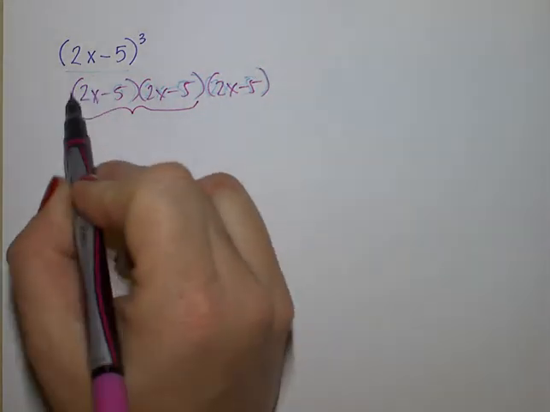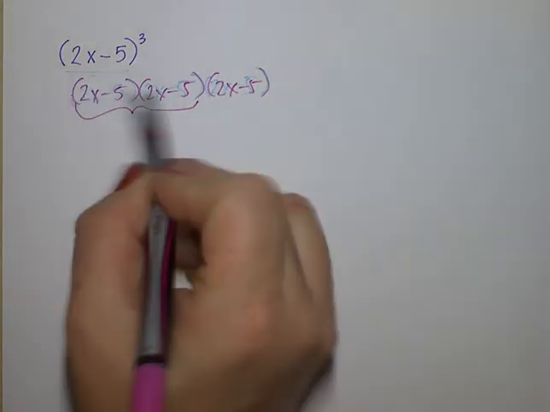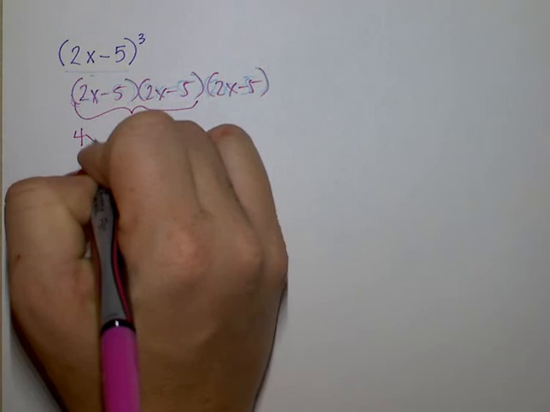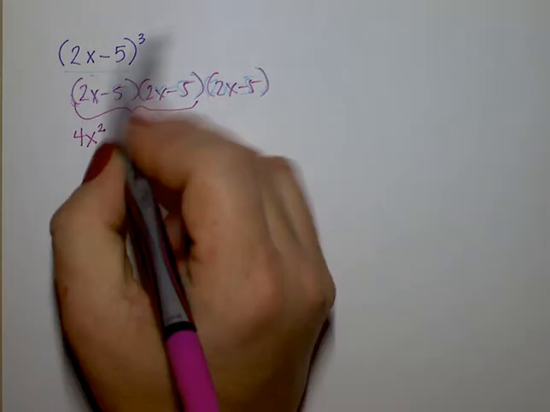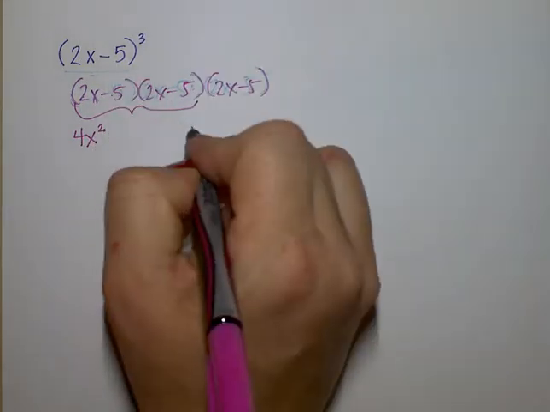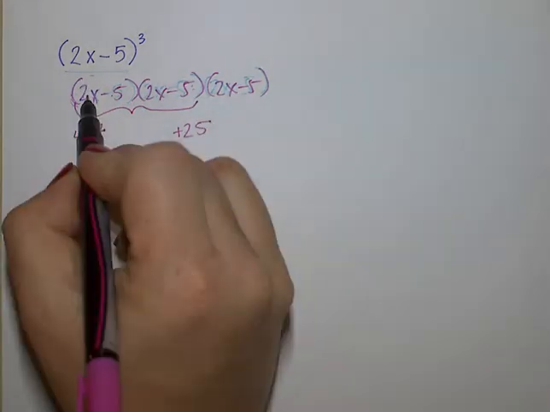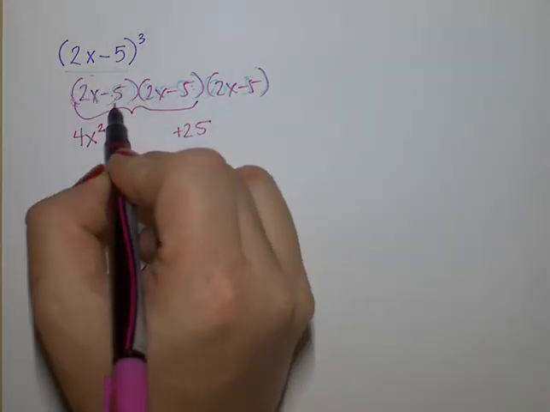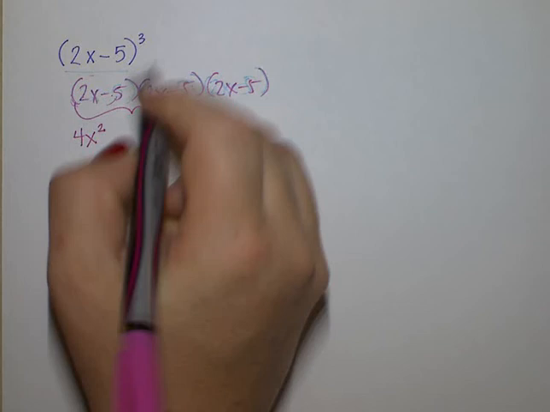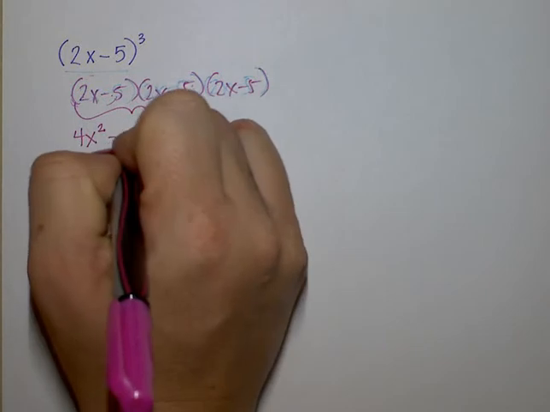Take 2x times 2x. So 2x times 2x is 4x squared. Take negative 5 times negative 5 to get 25. Multiply these two, so that's negative 10x. And double the 10 to end up with negative 20x.